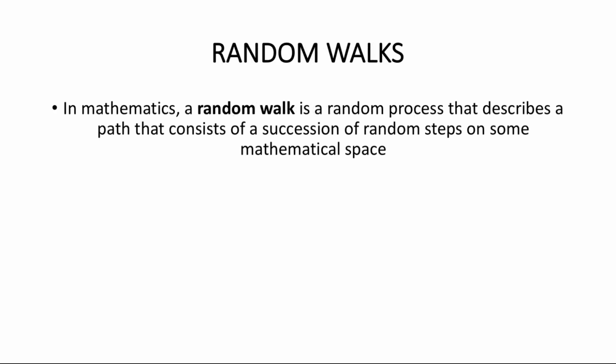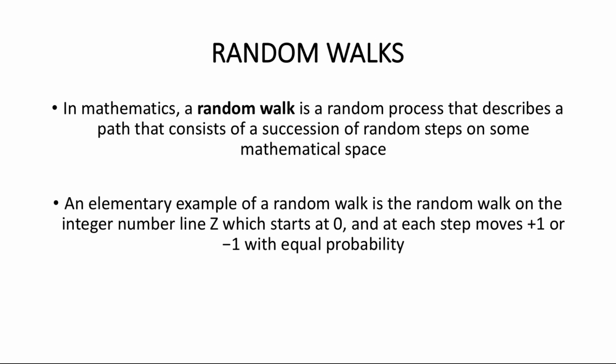In mathematics, a random walk is a random process that describes a path that consists of a succession of random steps on some mathematical space, 2D or 3D. An elementary example of a random walk is a random walk on the integer number line Z, which starts at 0 and at each step moves +1 or -1 with equal probability.